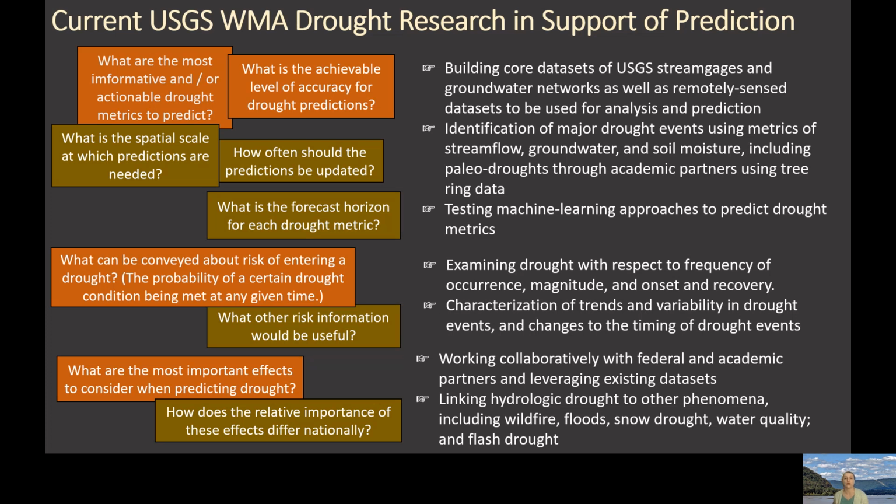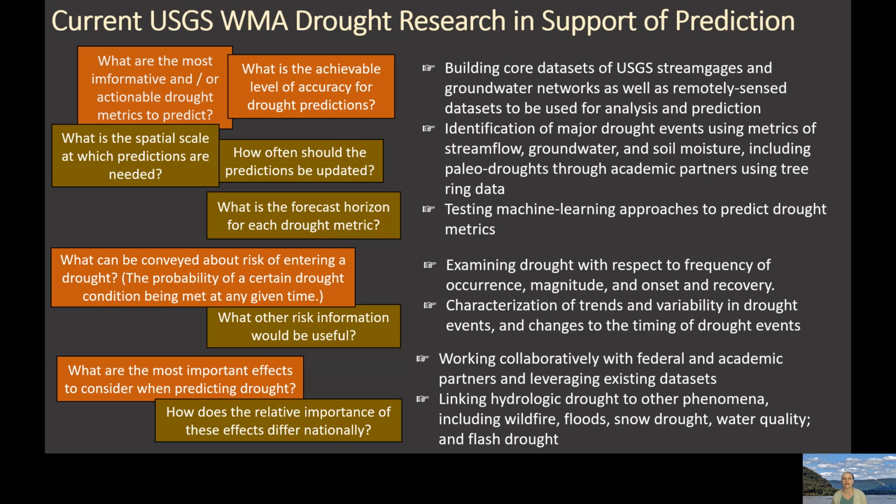So first, we're building core data sets of USGS stream gauges and groundwater networks, as well as remotely sensed data sets to be used for analysis and prediction. And this isn't just putting together data we already have available online for you to download, but also looking at the factors that affect the stream gauges and groundwater networks, things like land use or reservoirs that might be within the area contributing to those wells or stream gauges.